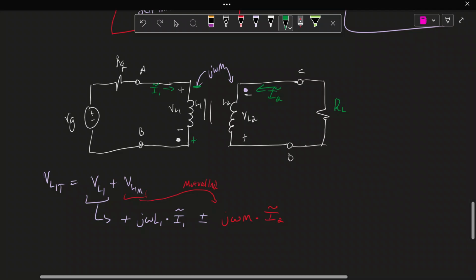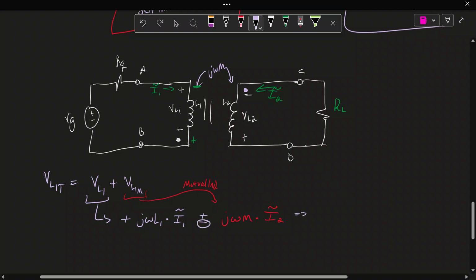Now, I1 goes from what? Negative to positive in our case now. It's not positive to negative, not like its self-inductance, but I1 will go through the negative polarity of the mutual inductance caused by I2. Well, that proves that it's negative. That's negative.